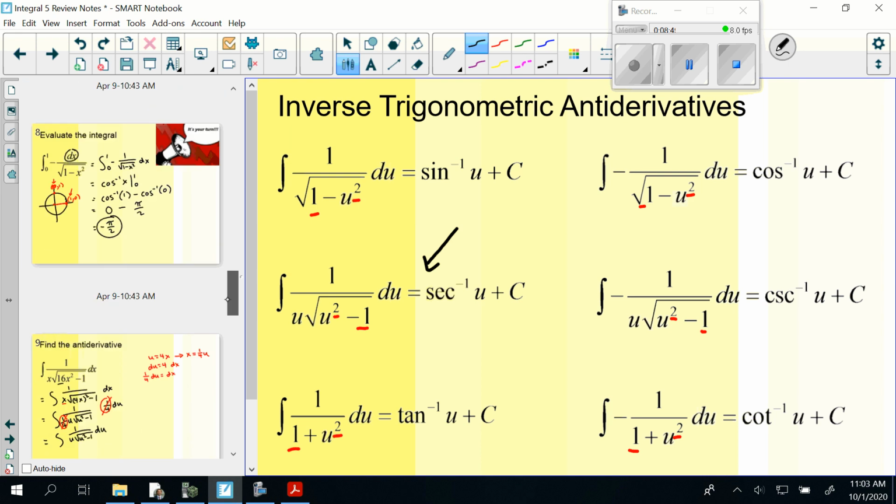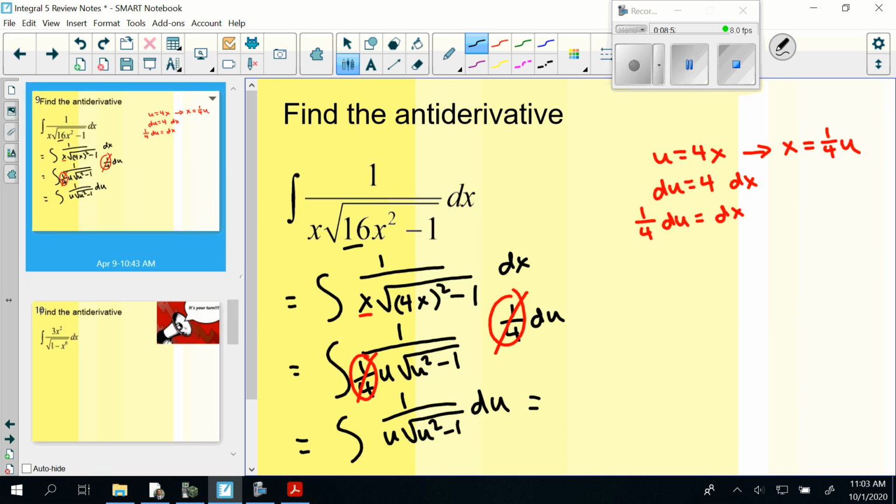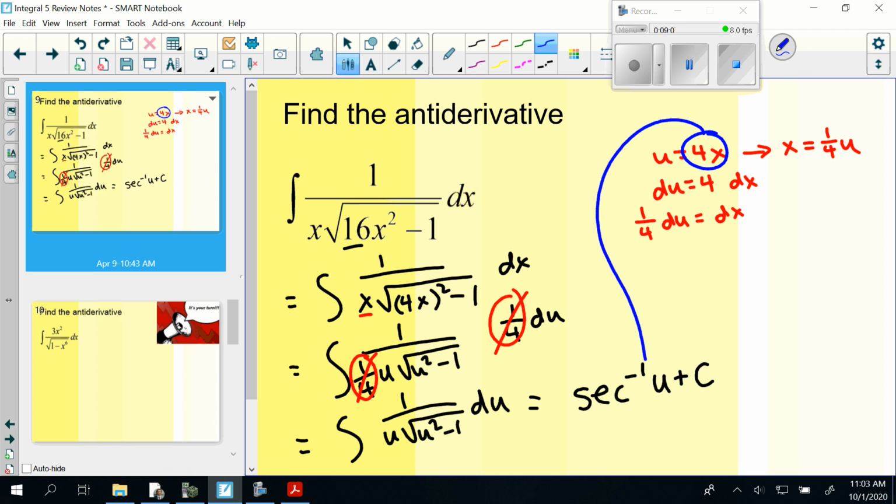So now we can do that antiderivative. It's inverse secant of u plus a possible constant. Remember on these substitution ones, though, our last step now, we need to substitute our value of u back in to get our final answer. So final answer would be inverse secant of 4x plus c.